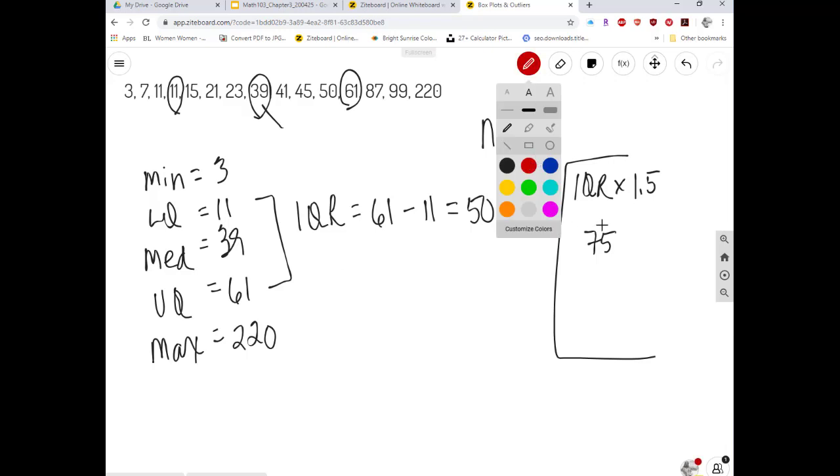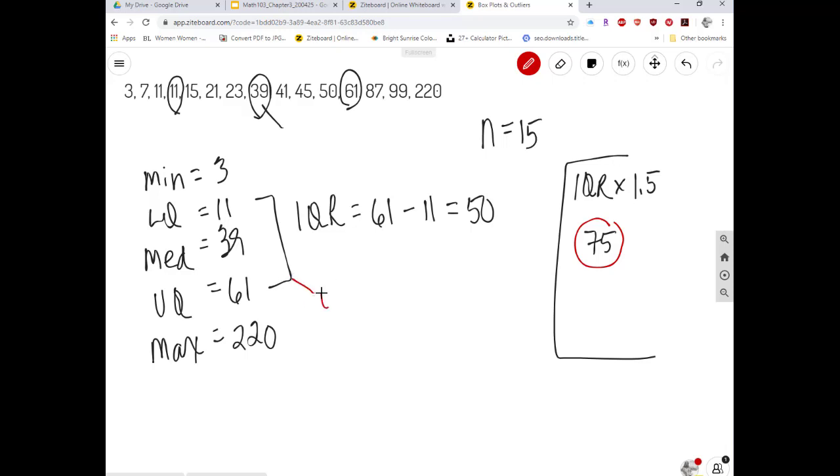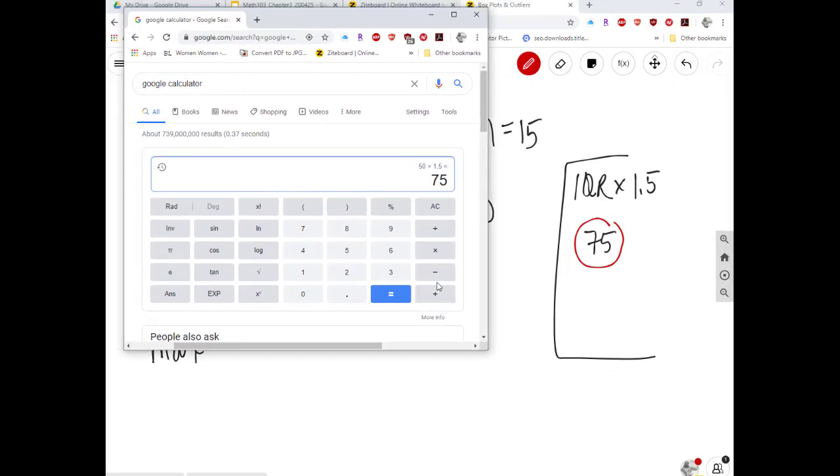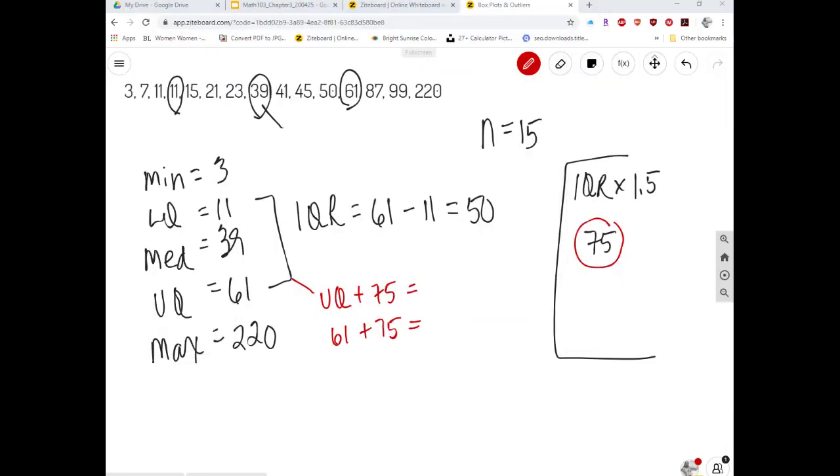Okay, so I'm going to add 75 to my upper quartile. So my upper quartile plus 75. My upper quartile is 61 plus 75. And if I add 61 to 75, I get 136. Which means that anything greater than 136 here should be considered an outlier.